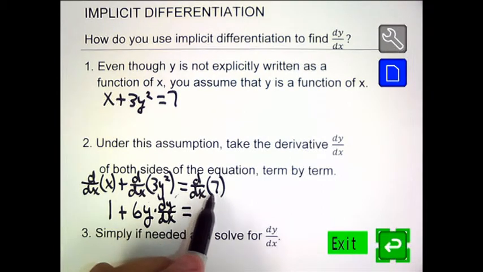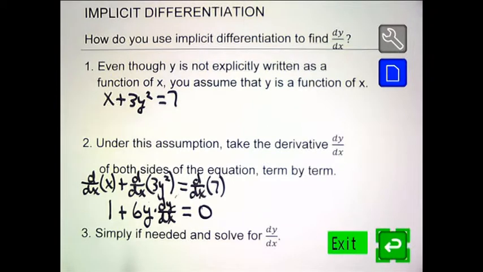And the derivative of a constant is always 0, so the right hand side would be 0. And the last step in the process is simplify this if you need to, and then solve for dy over dx. In other words, get this dy over dx on one side by itself. And that's easy enough because this problem is pretty simple. I just need to subtract 1 from both sides, and I would get 6y times dy over dx is equal to -1.